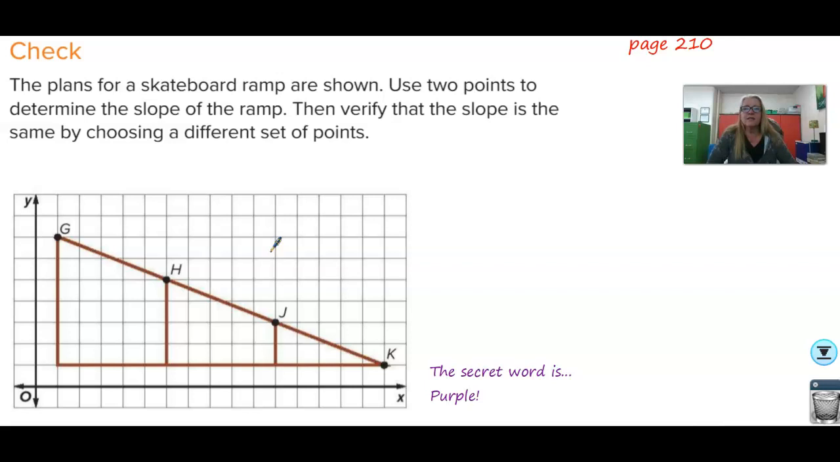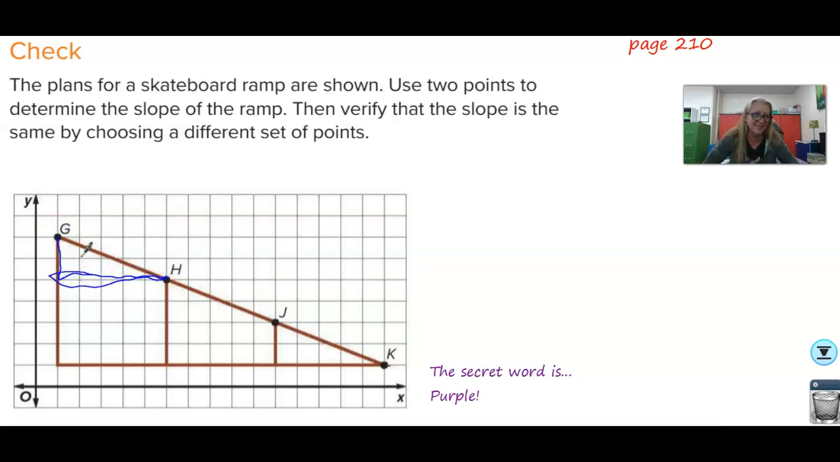All right, the plans for a skateboard ramp are shown. Use 2 points to determine the slope of the ramp. Then verify that the slope is the same by choosing a different set of points. Okay, so let's see. If we're going to do the slope from G to H, let's choose these points for starters. When we go from G to H, we would go this way and this way. We always want to do up or down first.